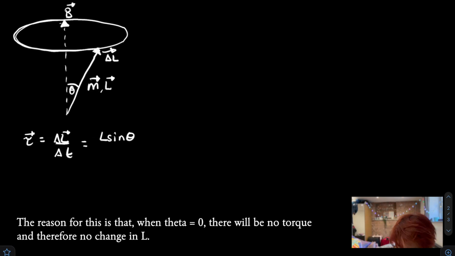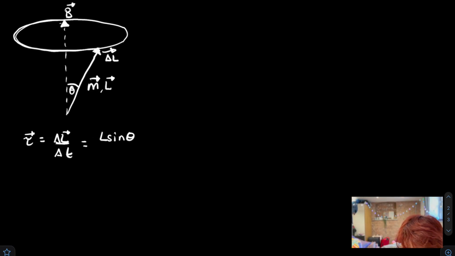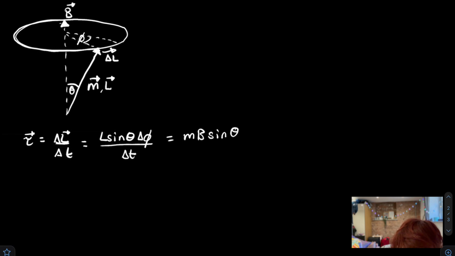But of course, there's going to be another angle that we're going to have to take into account, and that's the angle of precession right here. This is the angle between the B vector and how much the angular momentum vector is sweeping out whilst it's orbiting. This angle right here, we're just going to call phi. And so in time delta t, it will just sweep out angle delta phi right there. And this will be divided by delta t. And of course, we said that the torque was equal to mB times the sine of theta. And we're just going to keep this as a scalar equation for now.